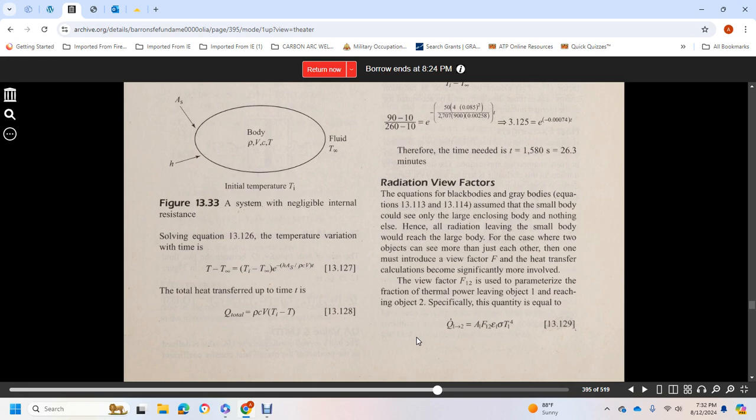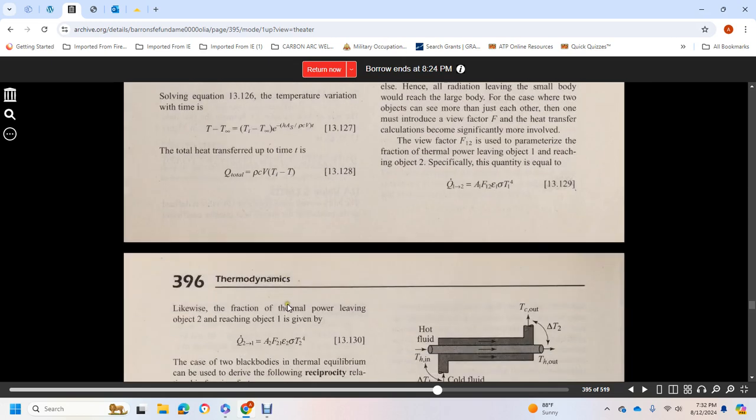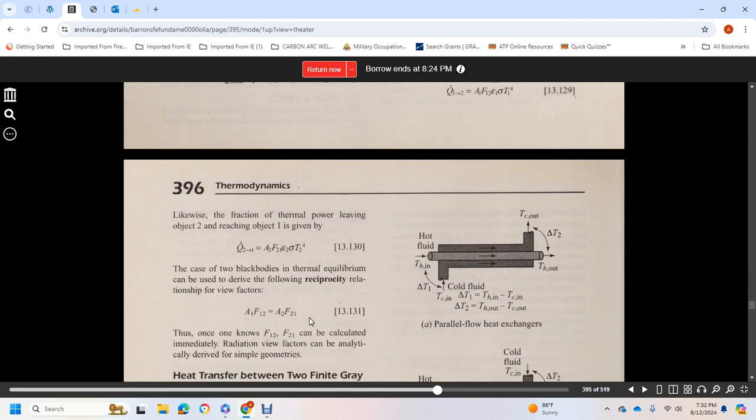For each case, if the two objects can see more than just each other, the view factor F makes heat transfer calculations significantly more involved. The view factor F13 or F12 is used as a parameterized fraction. The fraction of thermal power leaving object 1 and reaching object 2 is given by this quantity. Likewise, the fraction of thermal power leaving object 2 and reaching object 1 is given.